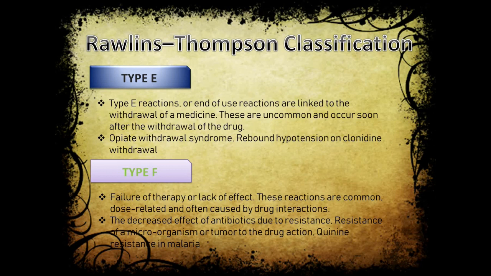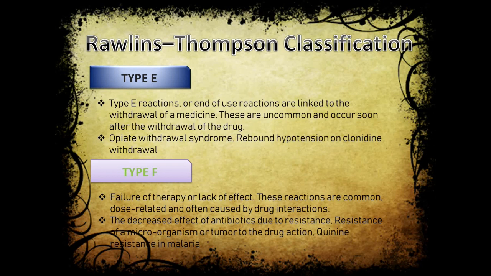Type F means failure of therapy or lack of effect. This lack of effect is a widely used term in pharmacovigilance reporting, which we will discuss in subsequent topics. These reactions are common, dose-related, and often caused by drug interactions. A lack of effect means a drug at a particular dose is not producing an effect, at a dose which has been established.